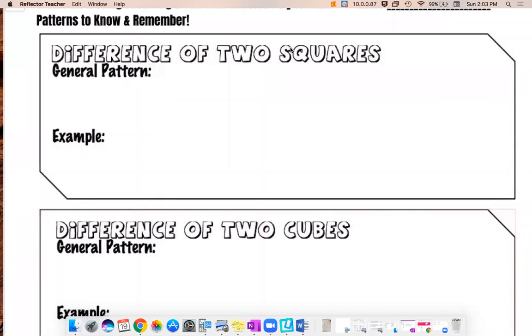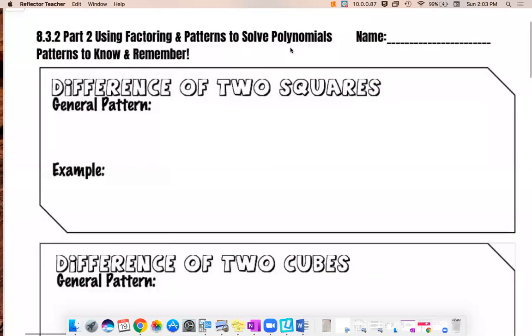This is going to be broken into two parts. First of all, this is the 8.3.2 part 2, using factoring and patterns to solve polynomials. The first thing we're going to talk about in this first video is the 3 different factoring patterns that you guys should have written down and know how to use, especially when you go to do the practice. And then in the second video, I'm going to show you how to use these in order to solve polynomials.